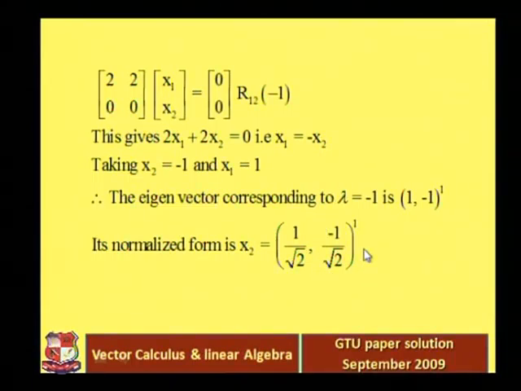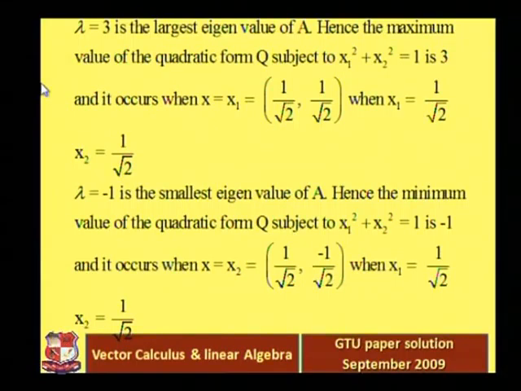Lambda equal to 3 is the largest eigenvalue of A, hence the maximum value of the quadratic form Q subject to x1 square plus x2 square equal to 1 is 3, and it occurs when x is equal to 1 by root 2, 1 by root 2, that is, when x1 is equal to 1 by root 2 and x2 is equal to 1 by root 2.